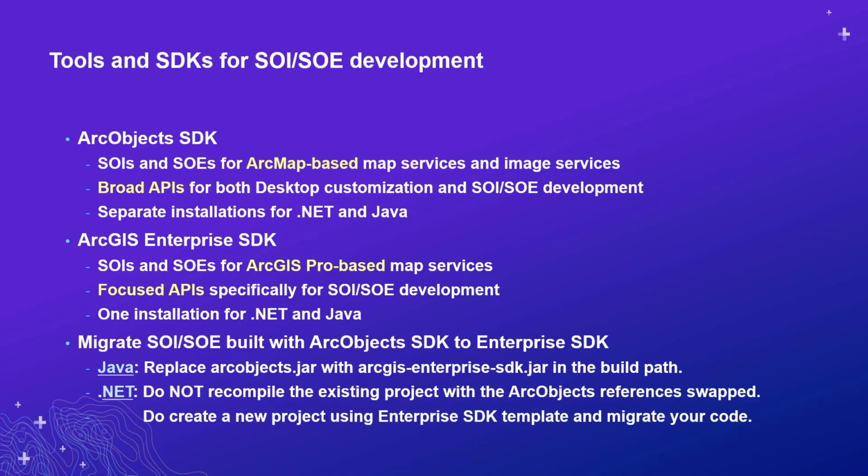But if you have a .NET project, you cannot migrate the code in a similar way. You will have to create a new project using the Enterprise SDK template, and then copy your code to the new project. The reason is that the .NET SOE or SOI template handles lots of project configuration information, and simply replacing the references will not make everything work. If you would like to read about more details, you can click the hyperlink on these slides for Java and .NET.